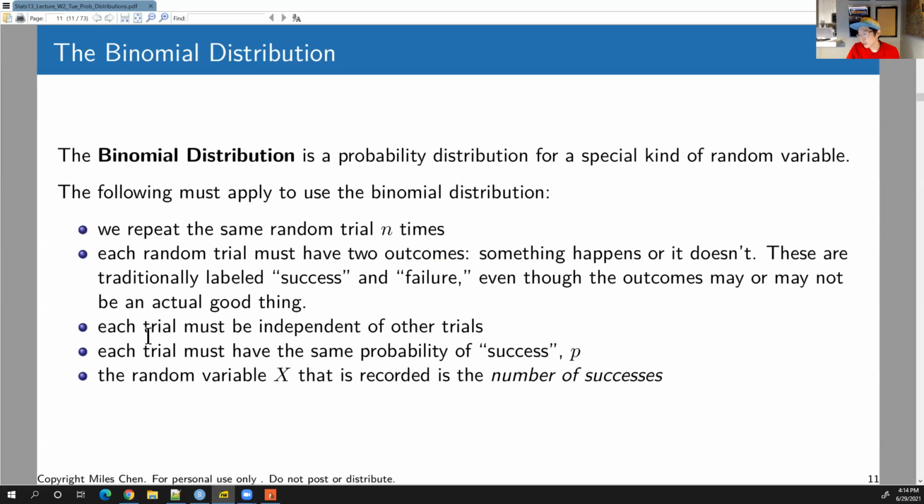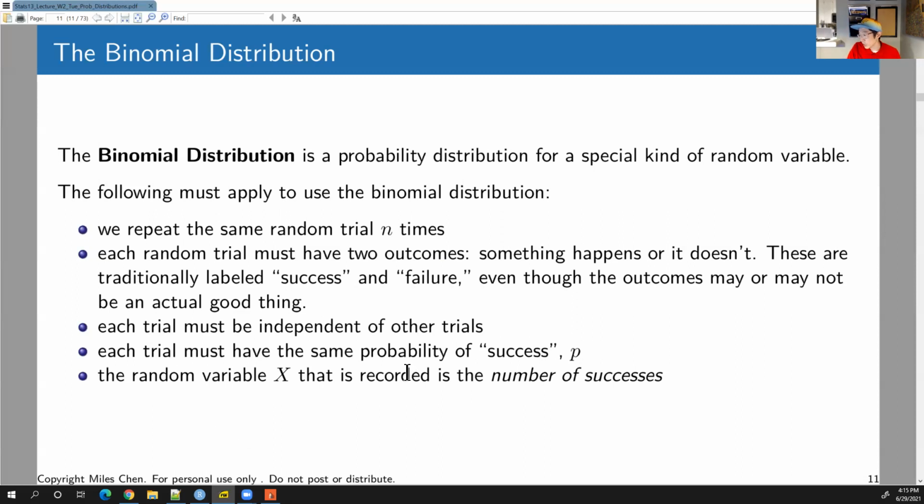Every trial that we do has to be independent of the other trials. So the outcome of one thing should not influence any other outcome. Coin flips are independent. What happens on the next coin flip is not affected by what happened in previous coin flips. The next time I roll the die, what happens is not affected by what happened in previous die rolls.